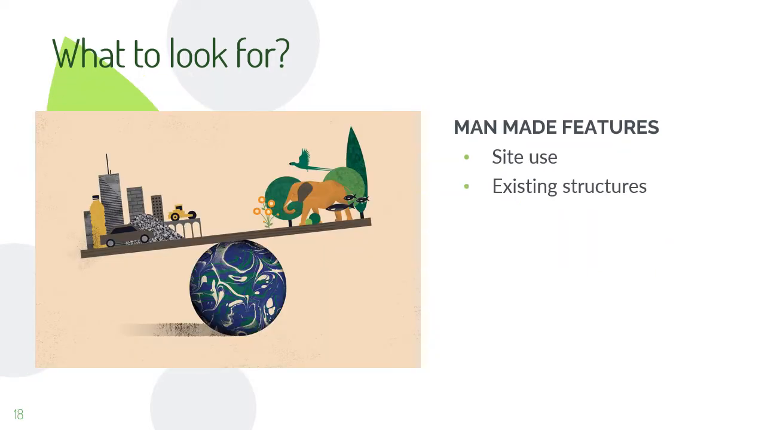Now we are in the man-made features. So what do you look for in man-made features? Number one, what was the previous use of the site? Would there be any contamination concerns, especially if you are converting a sanitary landfill or a brownfield? Are there existing buildings on the site? What is the state of repair? Is there any sign of subsidence or settlement damage?